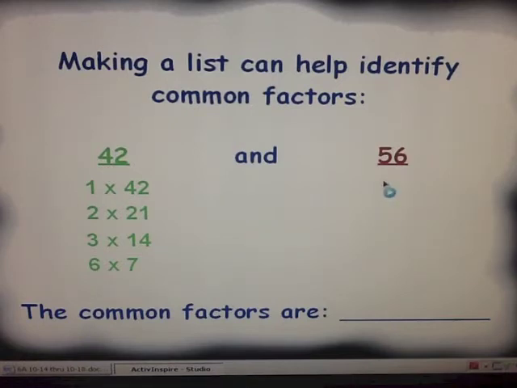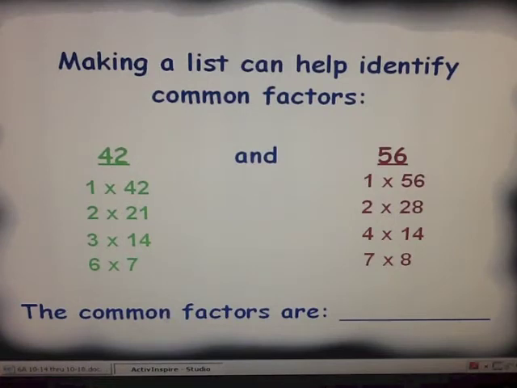Moving on to 56. 1 times 56. 2 times 28. Is 56 divisible by 3? 5 plus 6 equals 11, so no, it's not divisible by 3, but it is divisible by 4. 4 times 14. And 7 times 8, which we know from our multiplication tables.